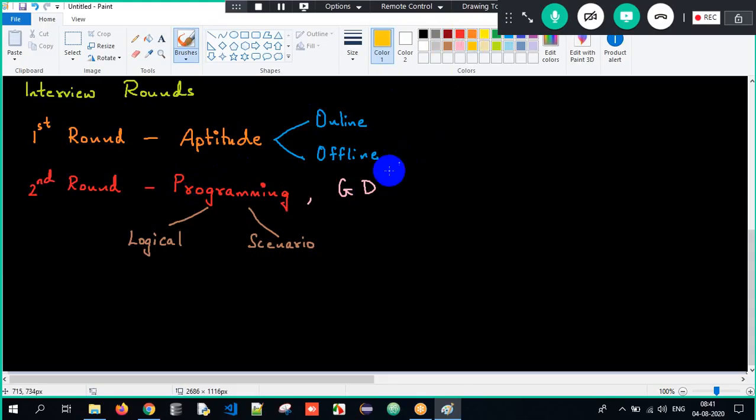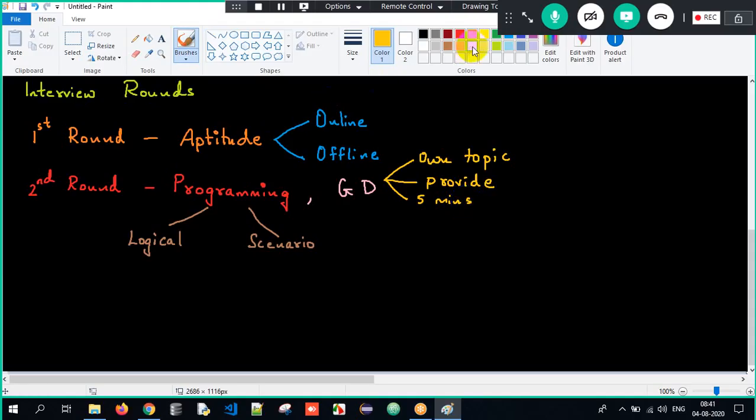In the GD round, they might give their own topic, or they might only provide you a particular topic, and they'll give you 5 minutes of preparation time. For example, imagine the GD round is about this pandemic, COVID-19. They will tell you to talk about COVID-19, and they'll give you 5 minutes to prepare. Whether you talk for or against, good communication and good confidence is what they're going to look for.